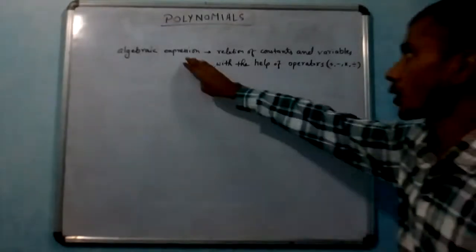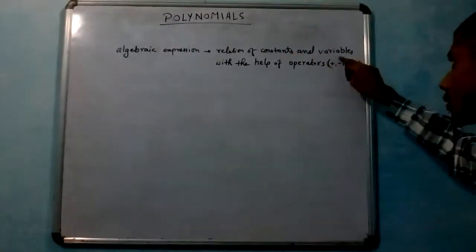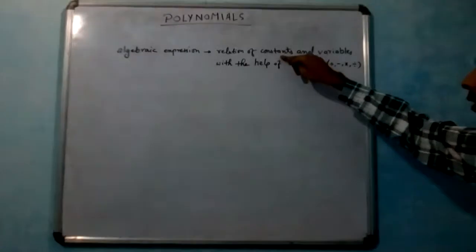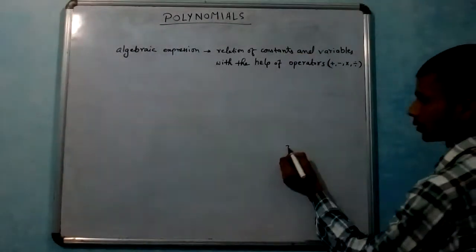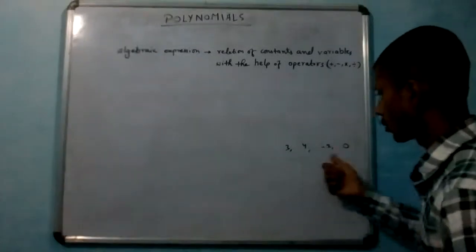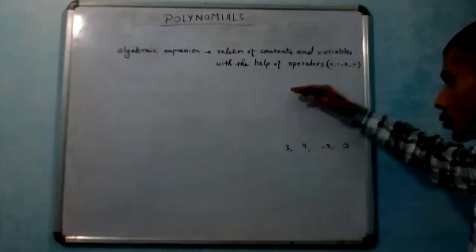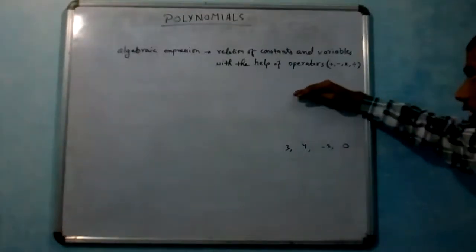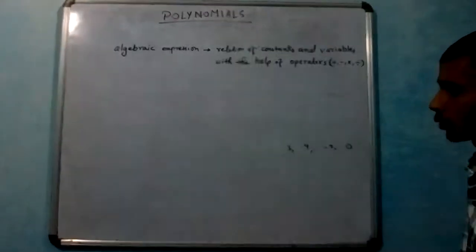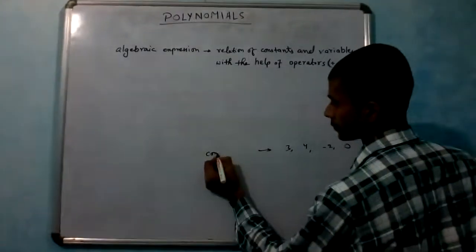What is written? Algebraic expression. What is algebraic expression? Algebraic expression is actually the relation of constants and variables with the help of operators. What is a constant? Any value, 3, 4, -2, 0, all these are constants. Constants means these values will not change from question to question. If in one question it is 3, it means 3 only. If 3 is used in another question, then also it means 3 only. So these are constants.